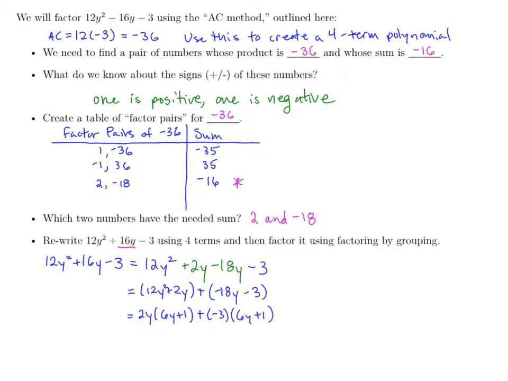Now, of my two groups, they each have 6y plus 1 as a factor. So I can factor that itself out, 6y plus 1, and then I'm left with 2y plus a negative 3 or minus 3. So fully factored, this is the quantity 6y plus 1 times the quantity 2y minus 3.